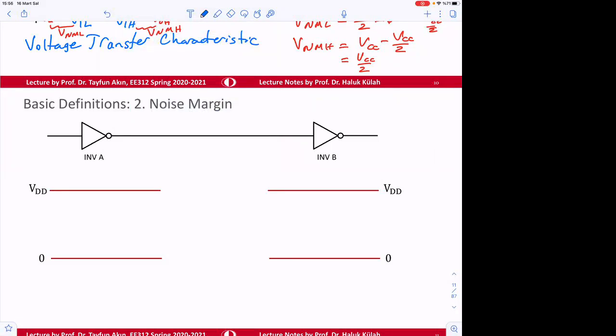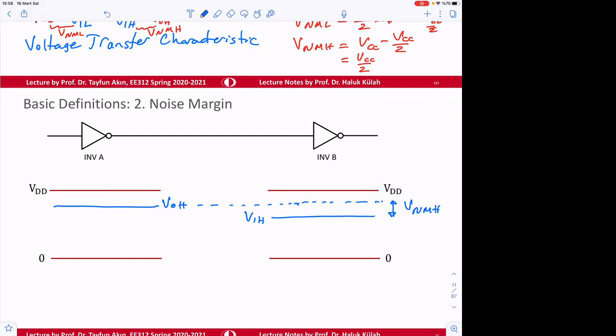Okay, so when this says my output is high, it should be larger than this inverter's input high. So the difference is important, and this difference is going to be called V noise margin high.